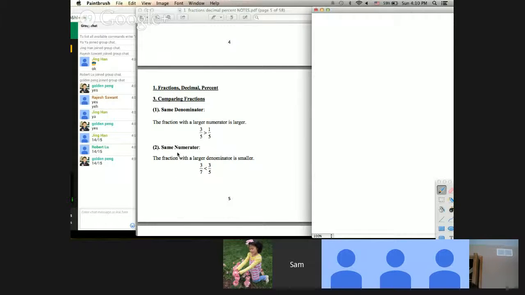The next part is if they have the same top part, then the fraction with the larger denominator is smaller, since the denominator is how many parts the whole is divided into. If you have 7 parts of a whole, the parts are going to be smaller than if you have 5 parts of a whole. Like if you have a pizza divided into halves, each part is going to be greater than if you divided it into thirds. So 1 part of 1/2 is going to be greater than 1 part of 1/3. So the fraction with the larger denominator is smaller. Okay.